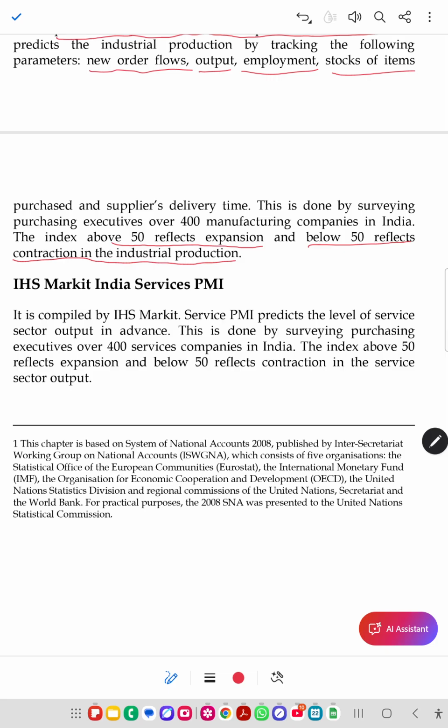IHS Markit India Services PMI. It is compiled by IHS Markit. Services PMI predicts the level of service sector output in advance. This is done by surveying purchasing executives of over 400 service companies in India. This index above 50 reflects expansion and below 50 reflects contraction in the service sector output.